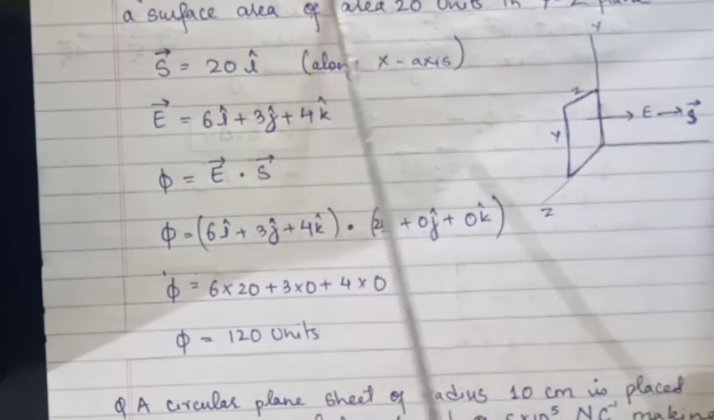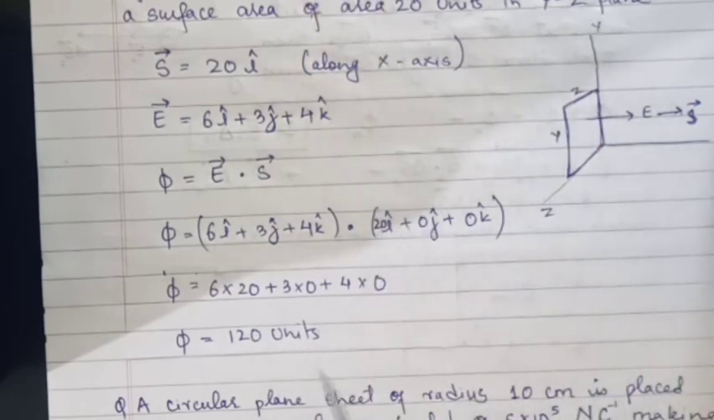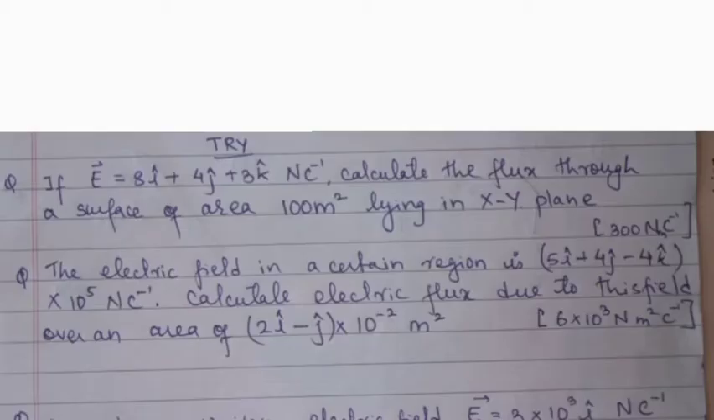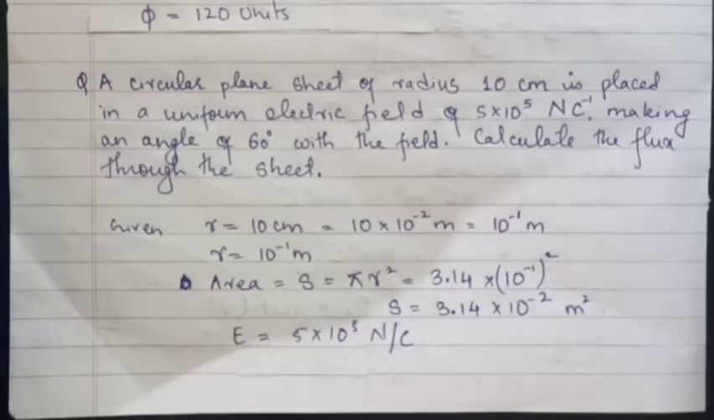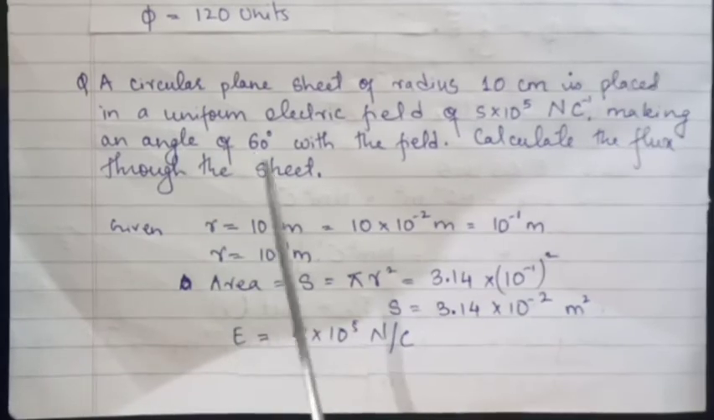Because out here units are not given, so I'm writing units only. Now you can try these similar questions. In the first question you have to find the direction of the area vector, but in the second case the direction of the area vector is given. You just need to find the dot product between E and delta S. So you can try it by yourself. The answers are given. Now this is another question.